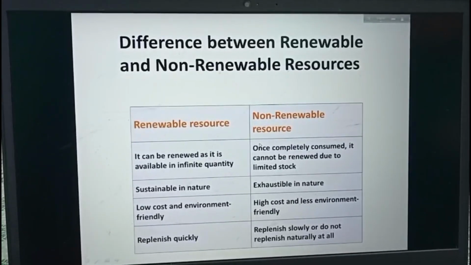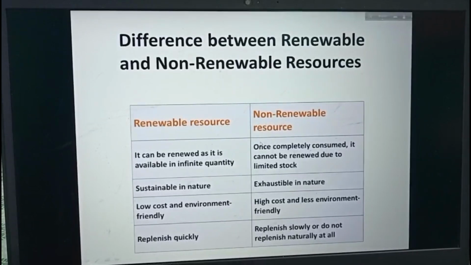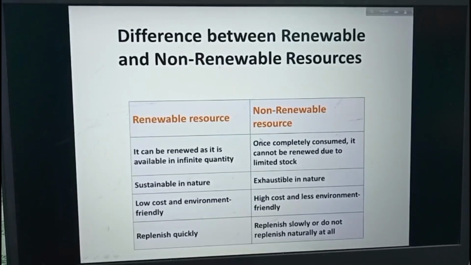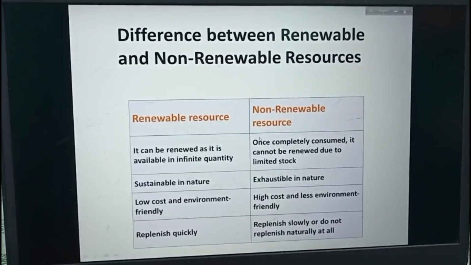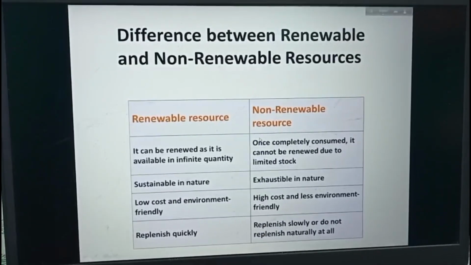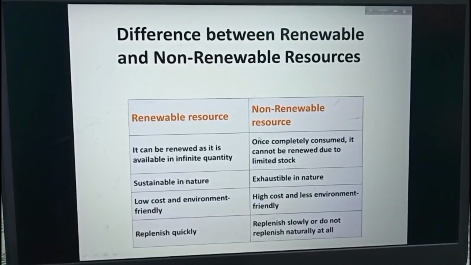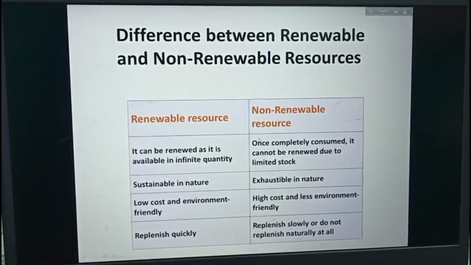But non-renewable resources are completely opposite of it. Now we are going to the differences. Like we can see, renewable resources can be renewed, and for non-renewable resources, once completely consumed, they cannot be renewed. Renewable is sustainable in nature, that means we can reuse it many times for the future generation. And non-renewable resources are exhaustible in nature.